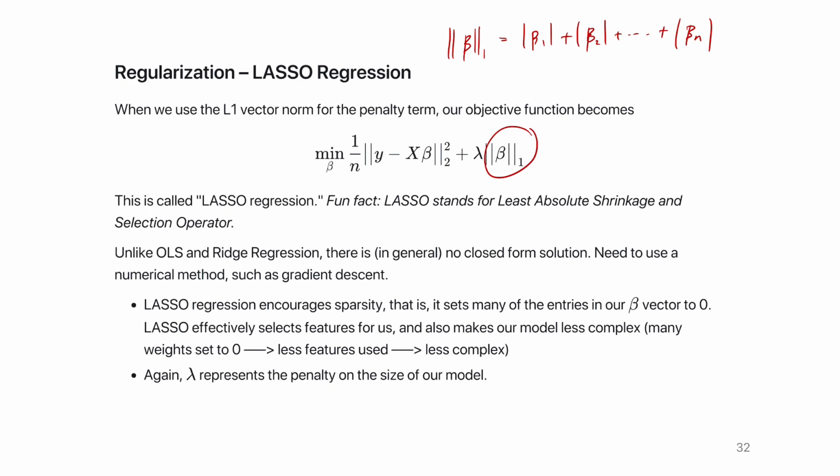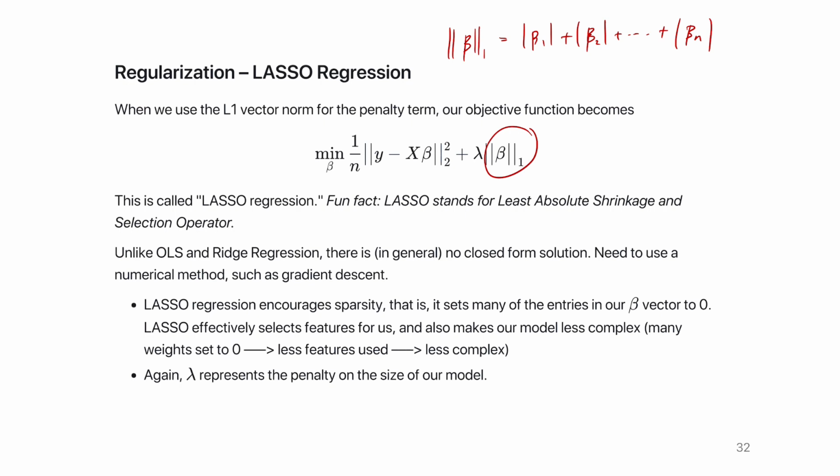And one of the cool things about lasso is that it encourages sparsity. What that really means is that it encourages a lot of the weights in our feature vector, so a lot of the entries in beta, to become 0. Why exactly that is, I think, is outside of the scope of this course, but I'm about to show you a cool little diagram that might add some intuition to that.